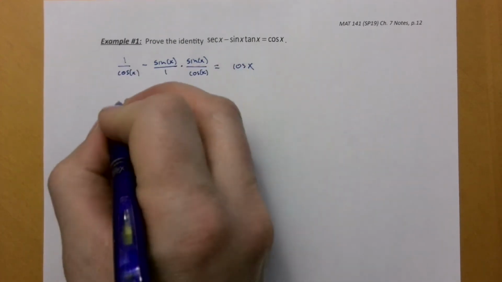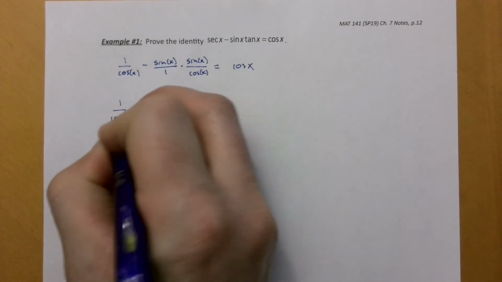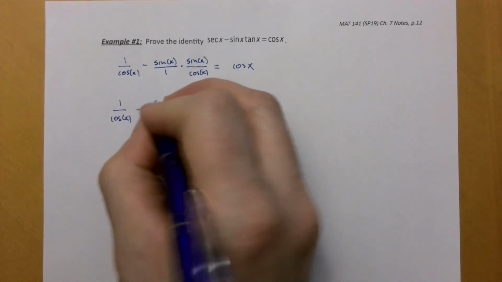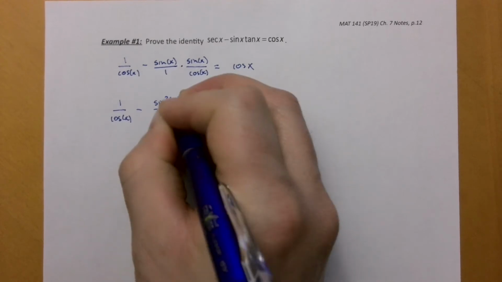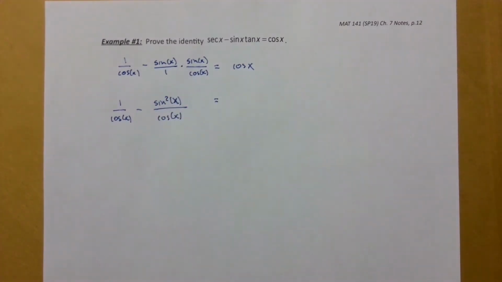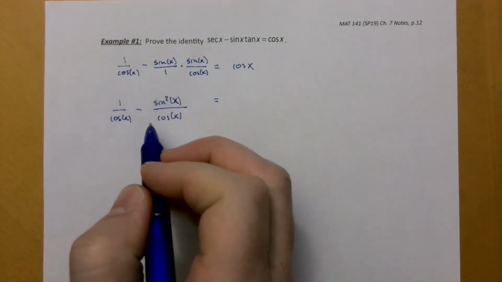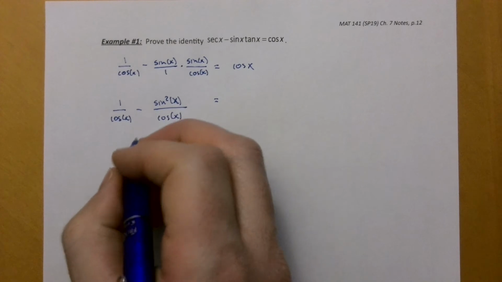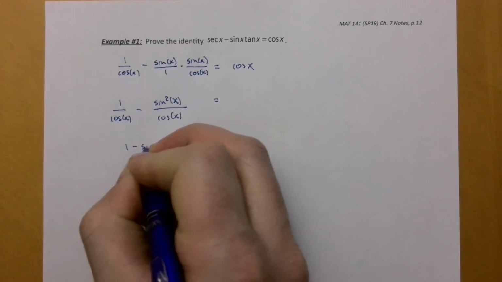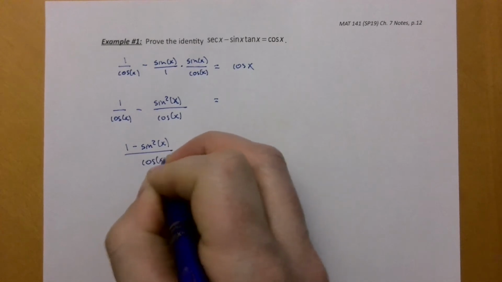So if you look at this, we'll multiply this fraction together. I'll have 1 over cosine x minus sine squared x over cosine x. Okay, so I'm then going to subtract these fractions using our work with fractions. This just becomes 1 minus sine squared x over cosine x, because those denominators are the same.